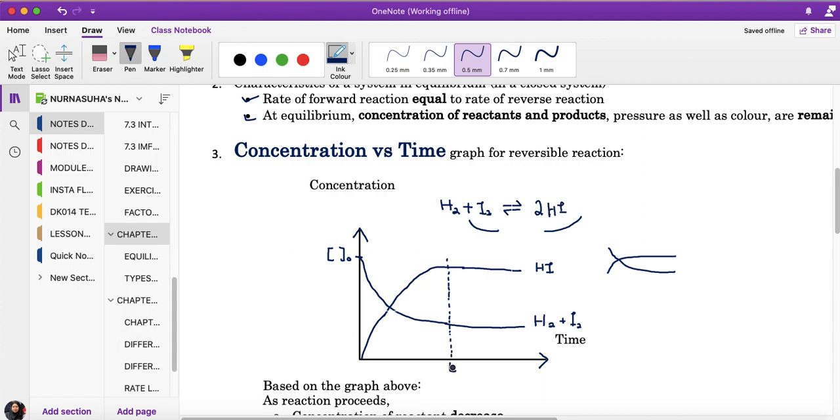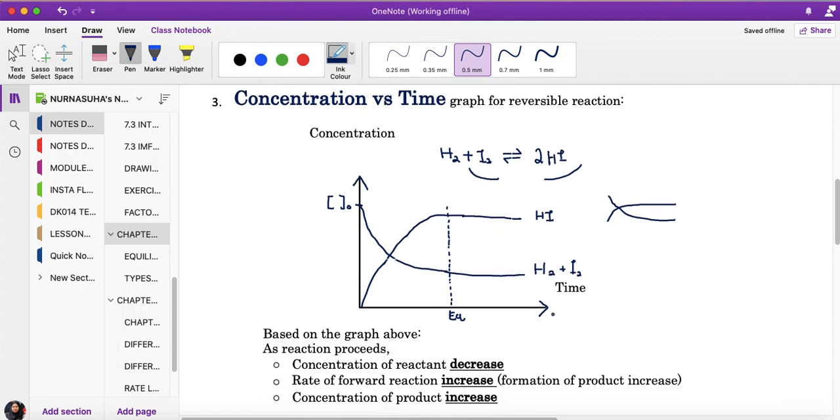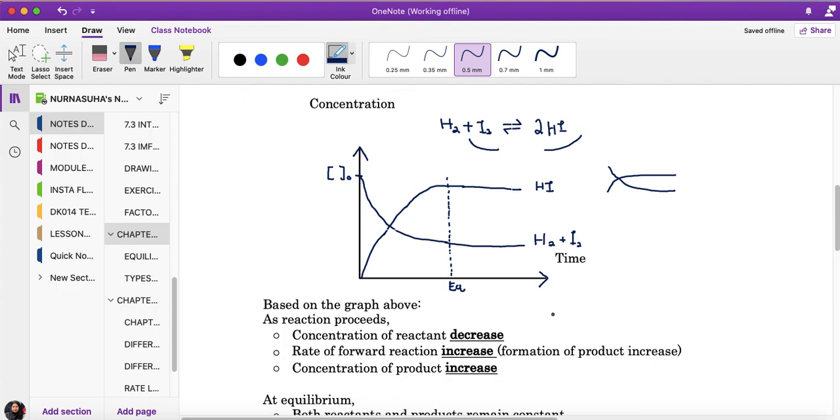So this is where equilibrium happens. So kalau awak tengok, apabila equilibrium sudah dicapai, concentration dah jadi malar, becomes constant, dia dah tak berubah. So that is the graph of concentration versus time. So kalau soalan kata explain your graph, okay, so kat sinilah explanation dia.